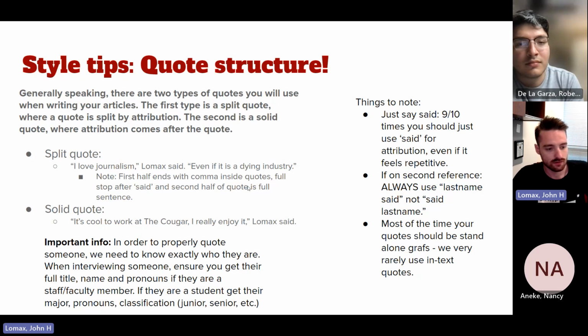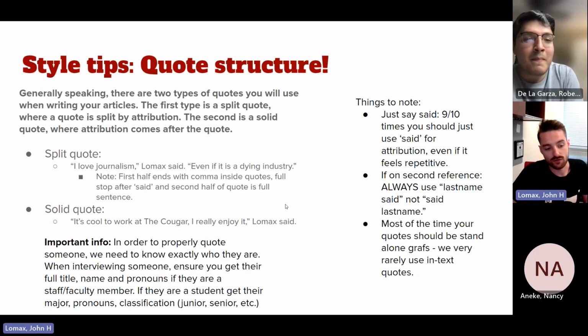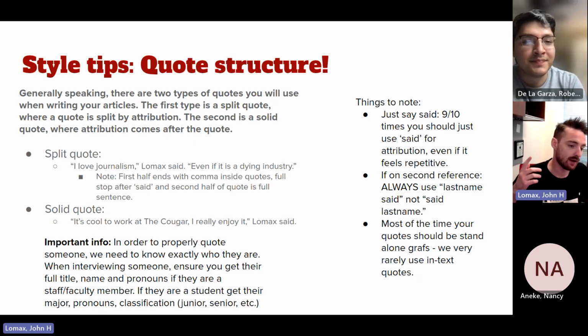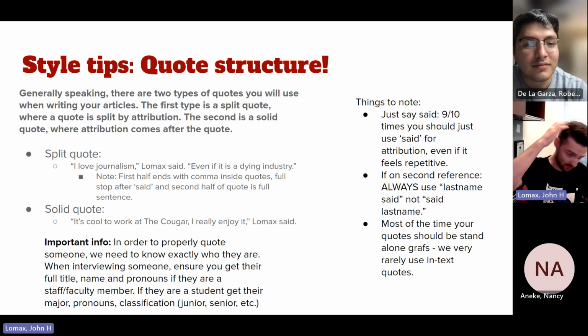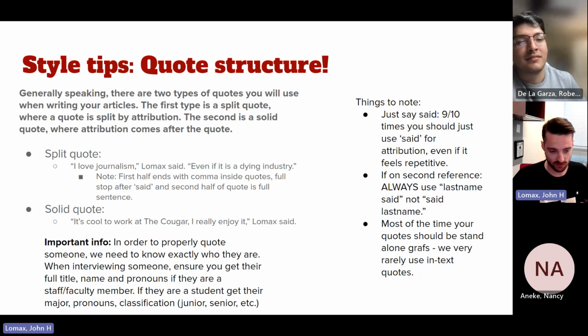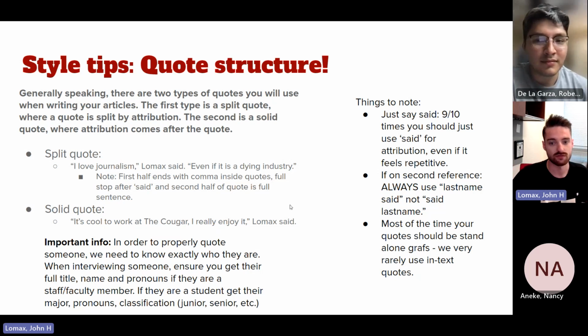And then obviously, you guys know this, but it's really important when you're interviewing somebody to get their titles, their pronouns, the major and classification if they're a student. Sometimes we can get away without it, if you forgot to get a certain source's major or classification, sometimes we can get away with that. In general, though, make sure we get those little pieces of information.